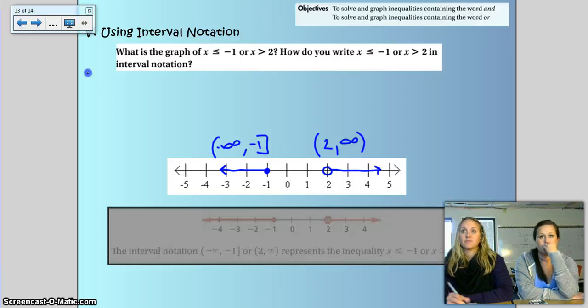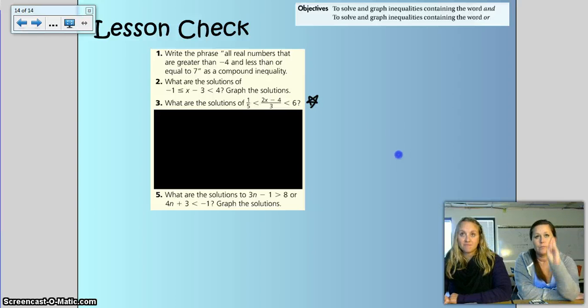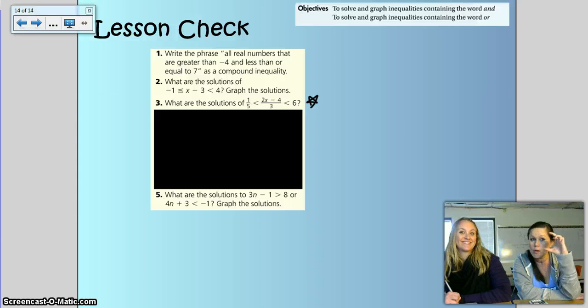So try these on for size. Tip on number 3: isolate the term with the variable, which is the thing in the middle. It's in a fraction, so you have to undo the fraction part first. Okay, see you on the flip side.